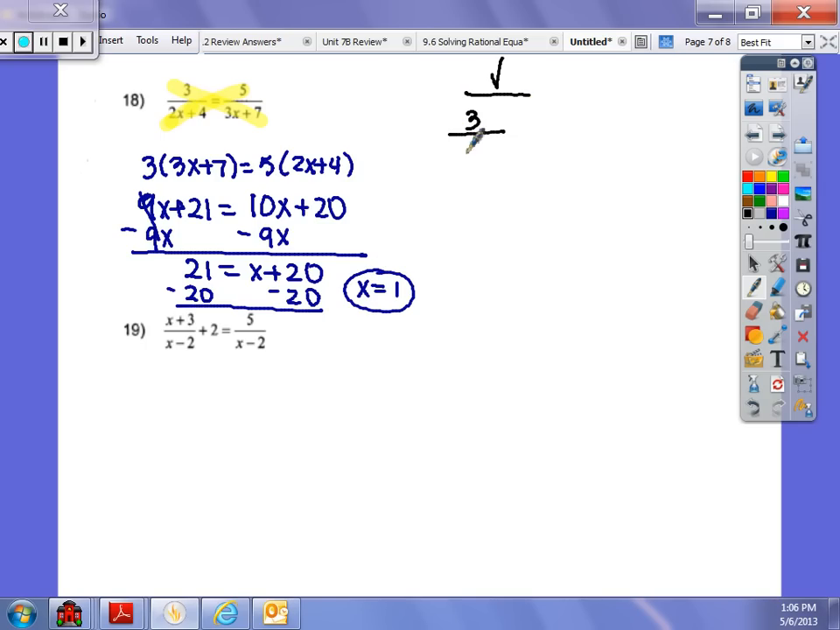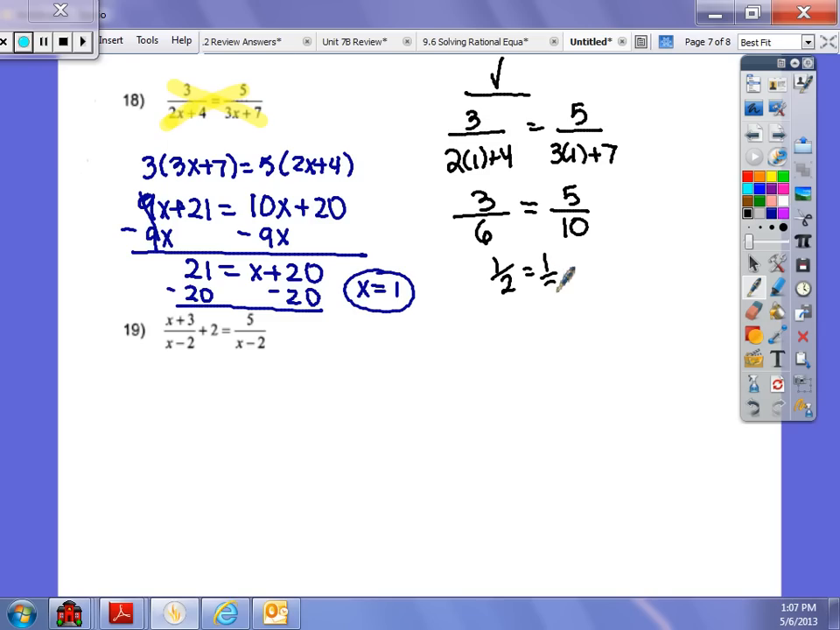And we have 3 over 2 times 1 plus 4, and 5 over 3 times 1 plus 7. This is equal to 3/6, and this is equal to 5 over 10, which we know that both of these are equal to 1/2, and it checks out. Alright, the cross multiplying ones are always nice.